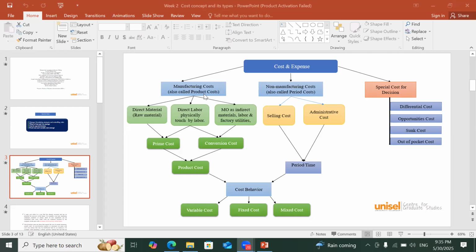Manufacturing costs are the costs which are needed to produce a product, for manufacturing purposes. And the other one, non-manufacturing cost. Non-manufacturing costs are those costs not involved with manufacturing. This type of cost we can sometimes call time cost or period cost. Time and period are actually considered for this purpose.